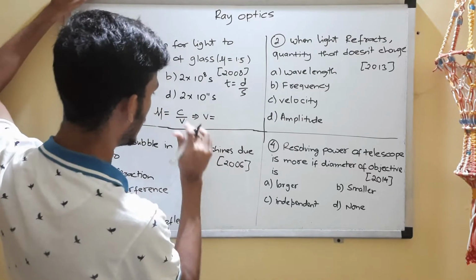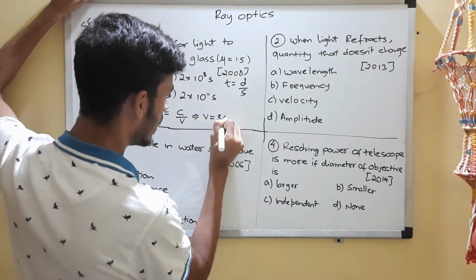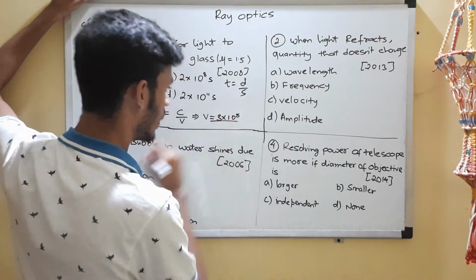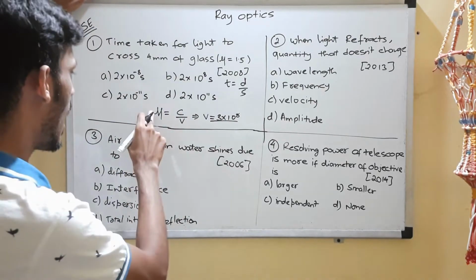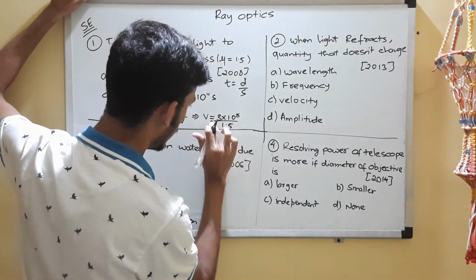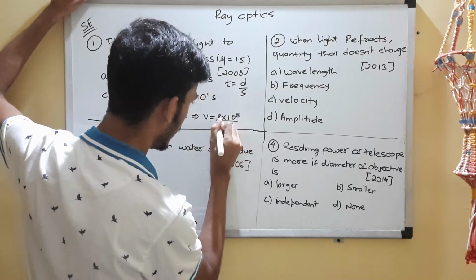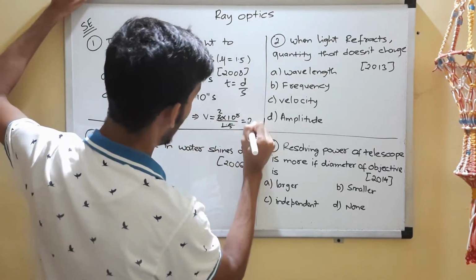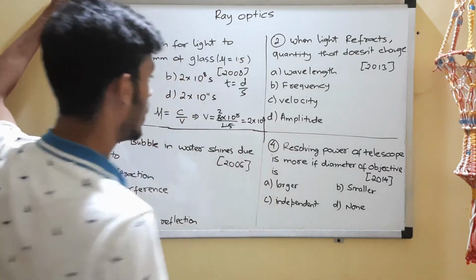So v will be given as c by mu. c is 3 into 10 to the power 8, that is the speed of light in vacuum, divided by mu, which is 1.5. So 1.5 twos are 3. So the speed of light in glass is 2 into 10 to the power 8.